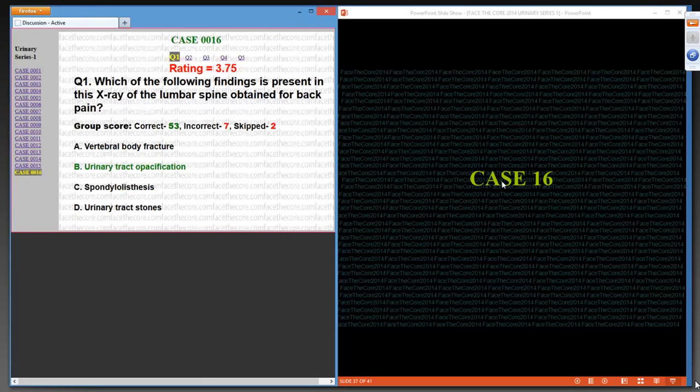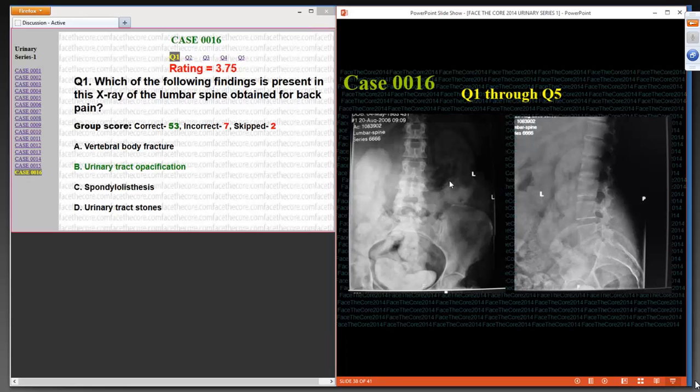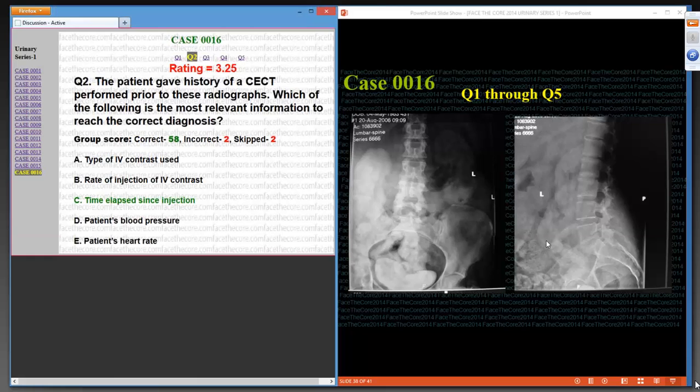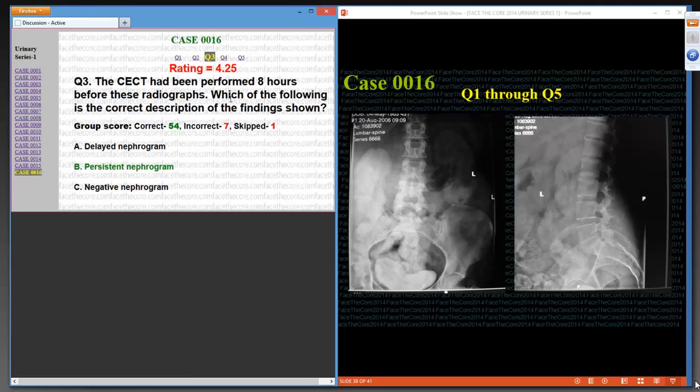Which of the following findings is present in this X-ray of the lumbar spine obtained for back pain? Of course, there is urinary tract opacification, which should not be there. Once you see it, you want to know why, and the patient had a contrast-enhanced CT in the past. To come to any further conclusion, you need to know when the contrast was given. In this patient, the contrast was given 8 hours before, and still you have a nephrogram. That is called a persistent nephrogram. We don't know whether it was delayed or not, but we know that this is a persistent nephrogram.